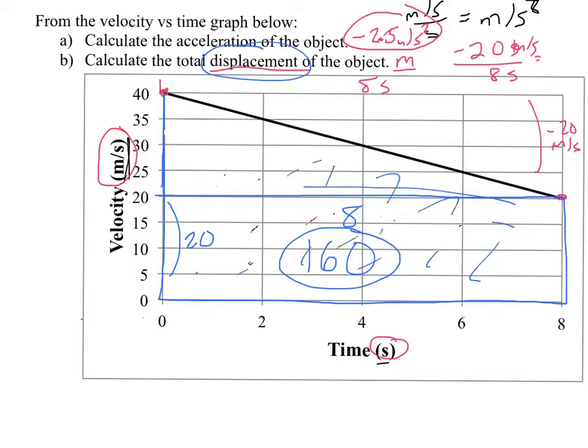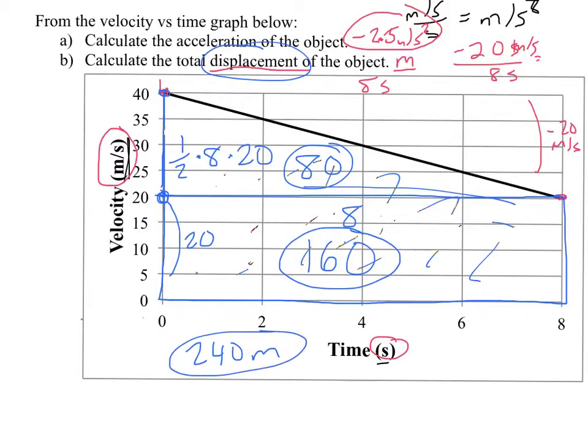This is a triangle, and the area of a triangle is 1/2 the base, so from here to here, which we said was 8, times the height. So from 20 to 40 is 20. So if I multiply that out, I get 80. So 80 plus 160 adds up to 240. So the displacement is 240 meters, meaning this object will be 240 meters away after traveling for 8 seconds.